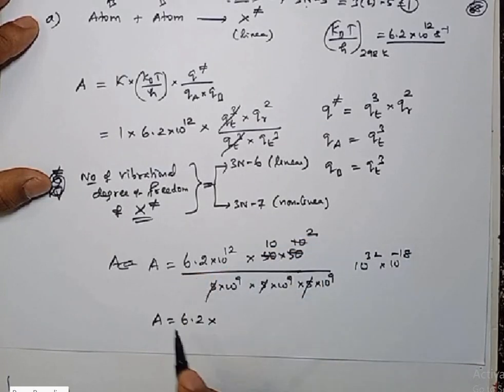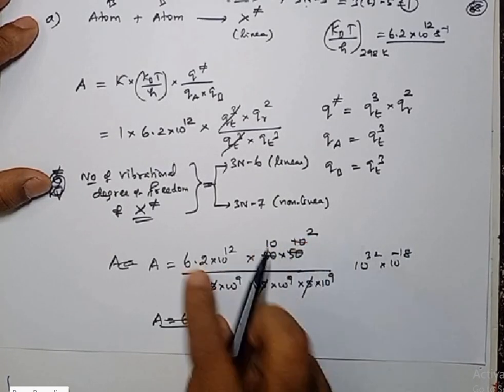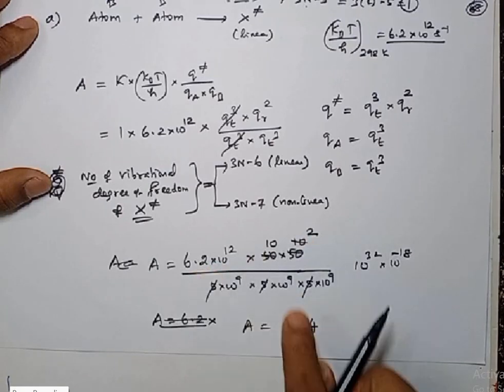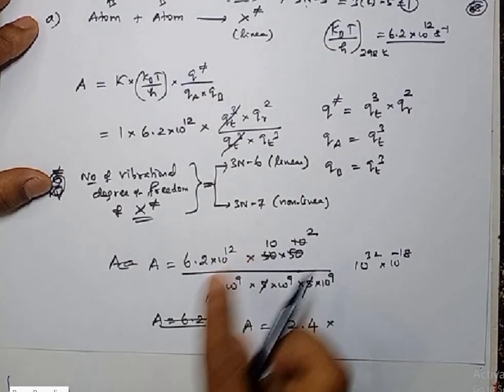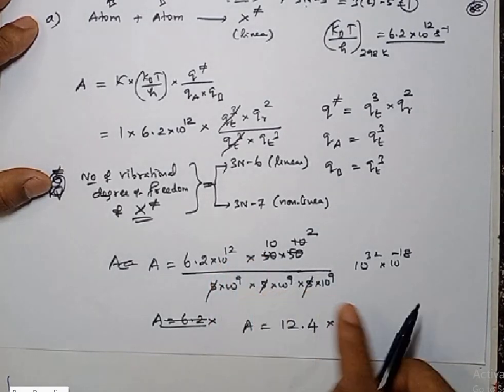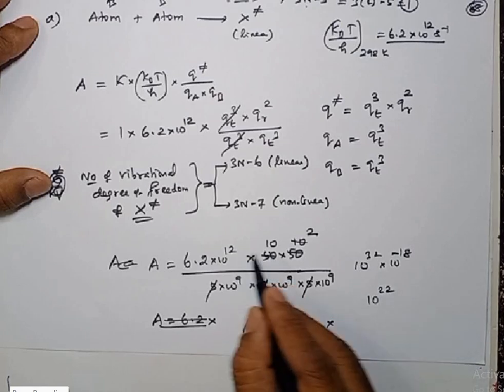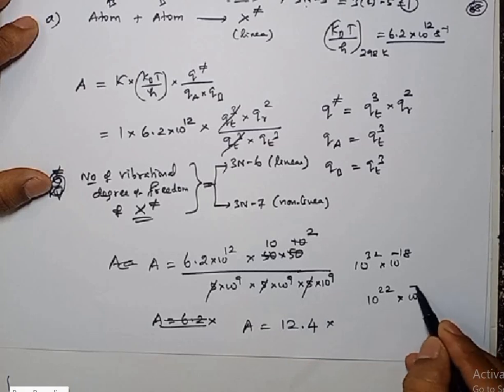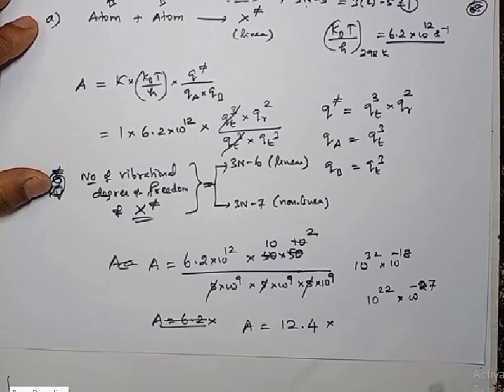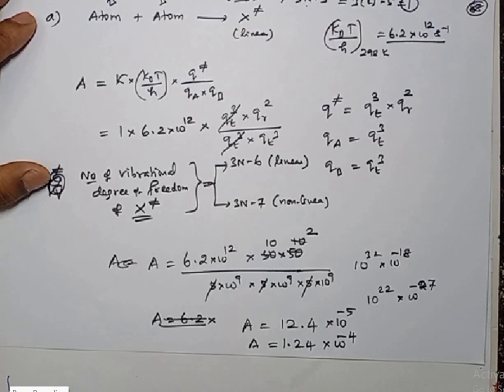2 into 6.2, 2 to 4, 6 into 2, 12, 12.4 into, now I have 10 power 22 in the numerator, and in the denominator we have 10 power 9 plus 9 plus 9, 27. If you bring it to the numerator, it becomes minus 27, so it becomes 10 power minus 5. If I divide this by 10, I will get 1.24 into 10 power minus 4. Is this correct? Let's check it.